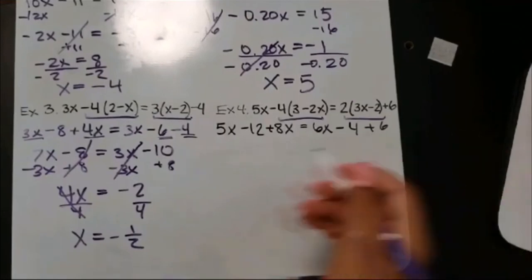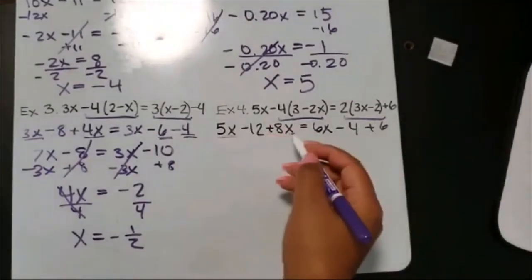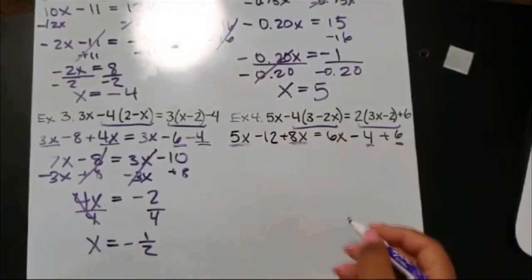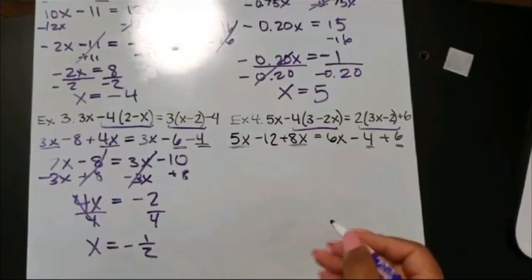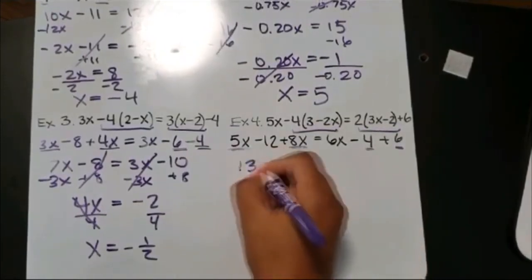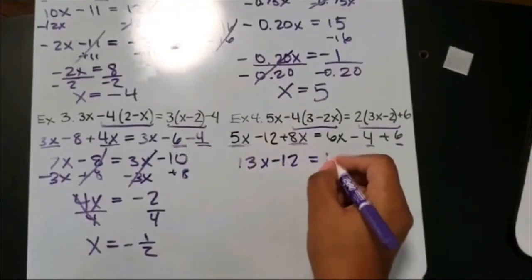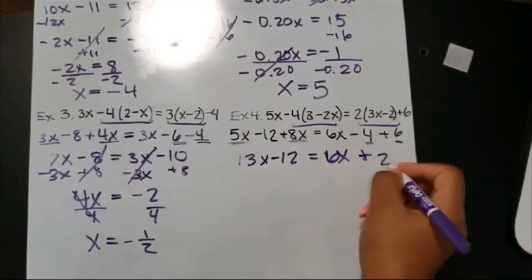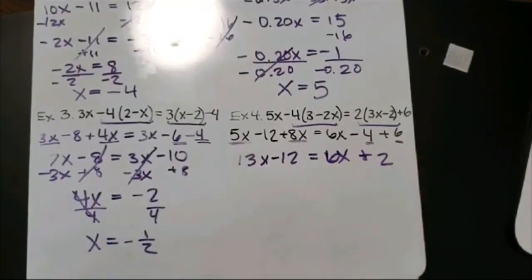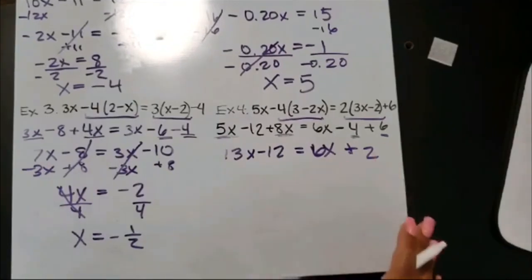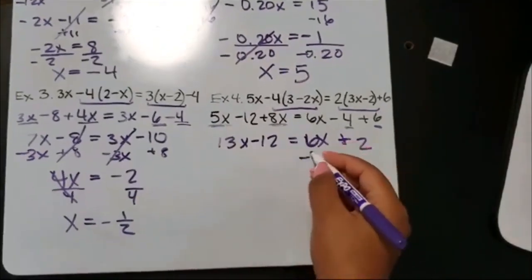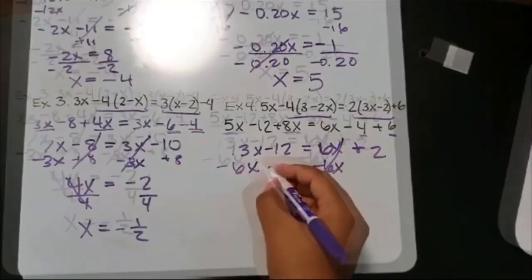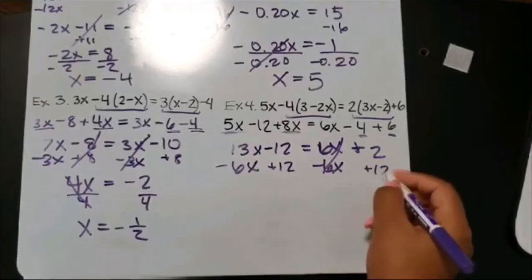All right? So on this side, we have like terms. And on this side, we have like terms. So when we simplify, we should get 13x minus 12 equals 6x plus 2. From here, we subtract 6x from both sides. We add 12 to both sides.